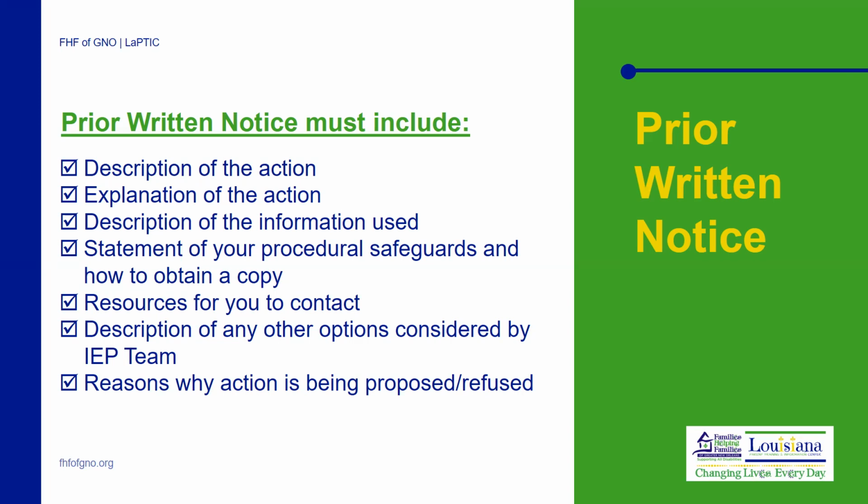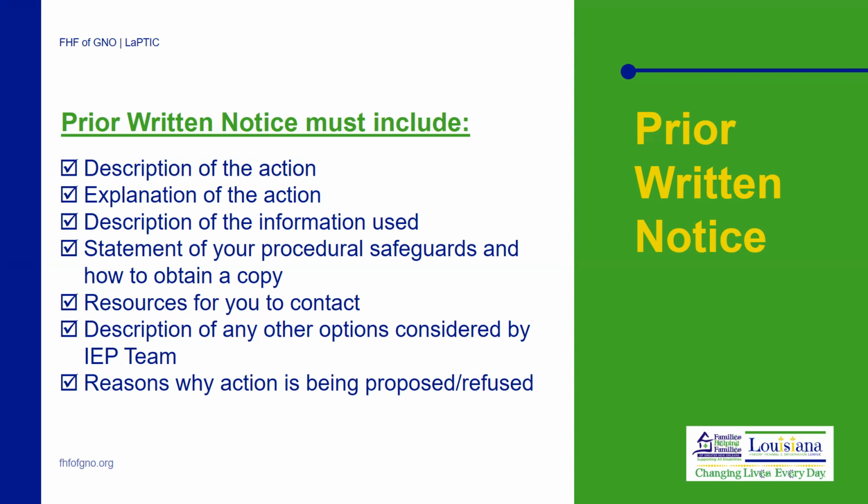Now, the content of the written notice has to do several different things. It has to describe the action that the school district is proposing or refusing. It has to explain why they're proposing or refusing to take this action. It has to describe each evaluation procedure, assessment, screening, or whatever report your school used in deciding to propose or refuse the action. It has to include a statement that you have protections under the procedural safeguards provisions in Part B of IDEA. It has to tell you how you can obtain a description of the procedural safeguards if the action that your school district is proposing or refusing is not an initial referral for evaluation.